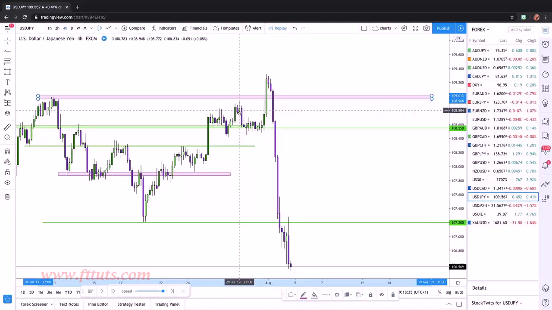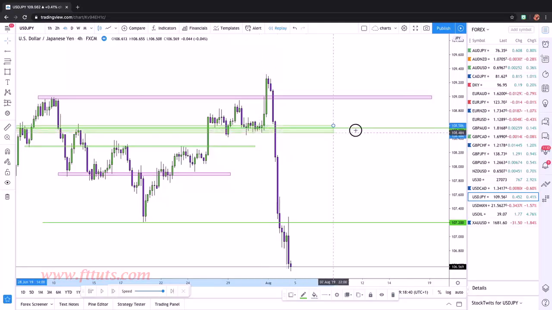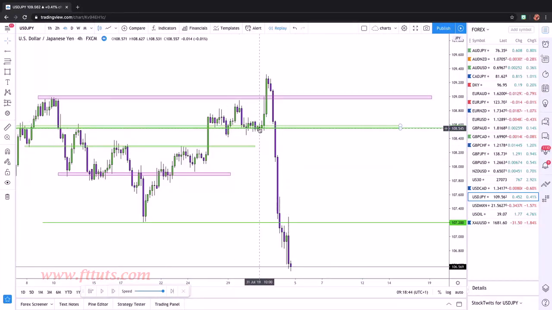Okay, then what happens is it fakes out. So it comes back up with this shooting star, comes back down, cannot break this level. And what level is that? That 108.550. It's literally coming to these levels every single time. So then it consolidates, then comes up. So it tries to fake people out.